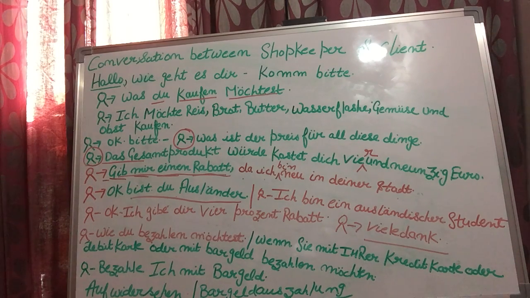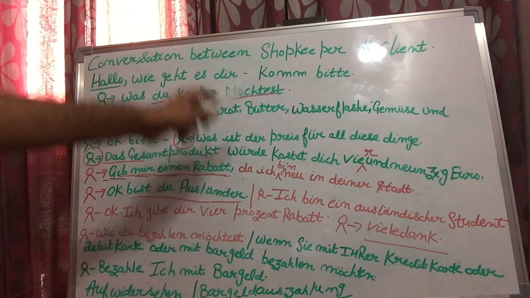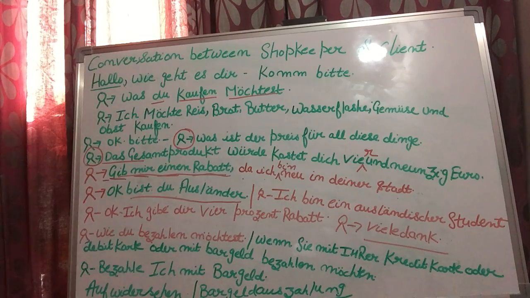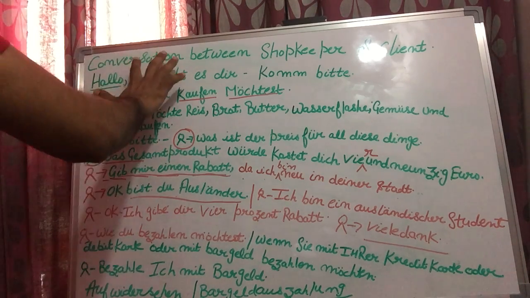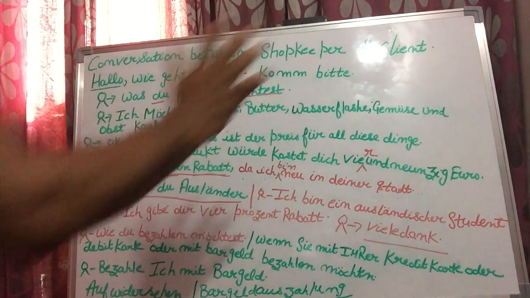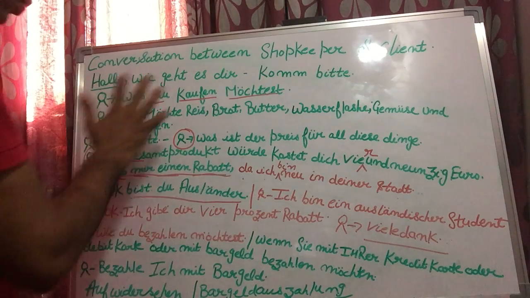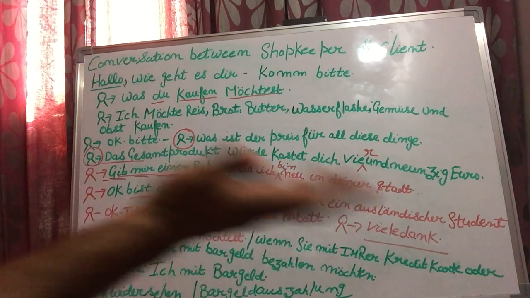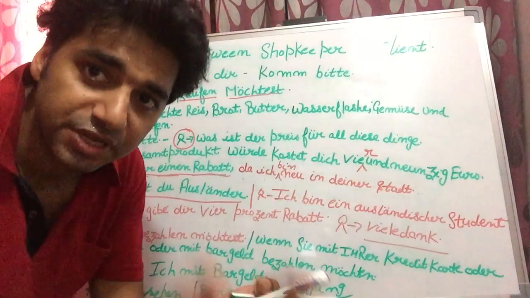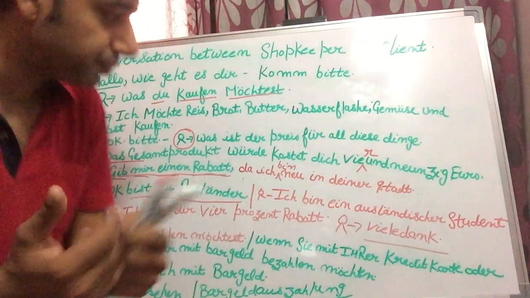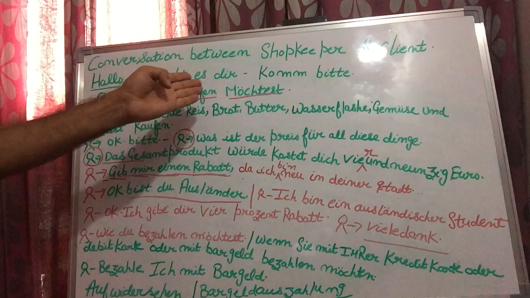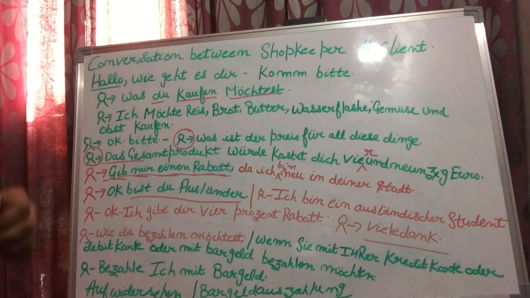Is that clear to you? So pen down please. From here till here, so we can repeat again. So this is a conversation between the shopkeeper and the client. Speak up. Hallo, wie geht es dir? Komm bitte. Komm bitte is come please. So, wie geht es dir? Komm bitte.